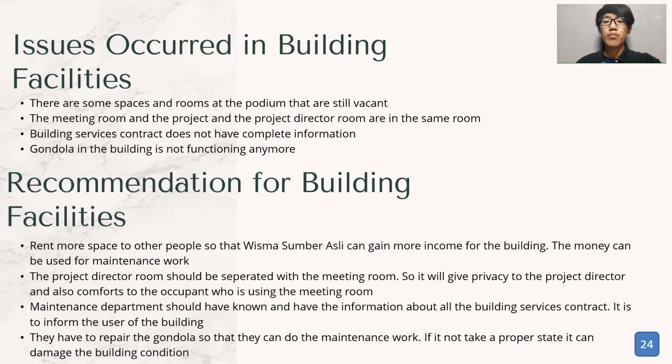For the third one, the maintenance department should know and have the information about all the building services contract. It is to inform the users of the building. And lastly, they have to repair the gondola so that they can do the maintenance work. If it is not kept in a proper state, it can damage the building condition.